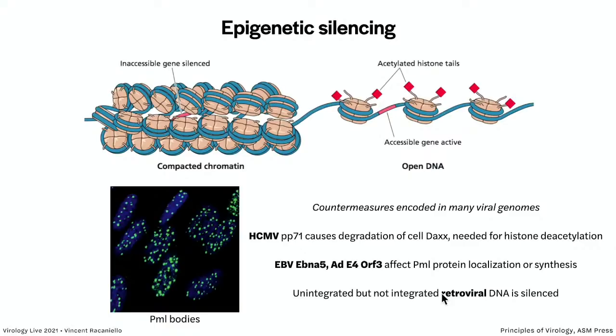Isn't that incredible? The PML bodies, by the way, are these structures in the nucleus that form when DNA viruses infect the cell, and they are sites of silencing. Those are where the viral DNAs are chromatinized and silenced. PML stands for promyelocytic leukemia. It has nothing to do with the activity we're talking about. That's how they were discovered, promyelocytic leukemia. But they're spherical structures. The organizing component is the PML protein.